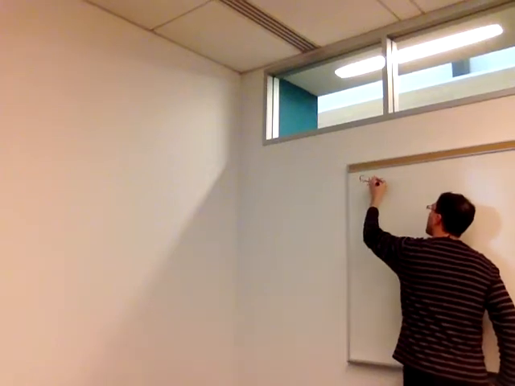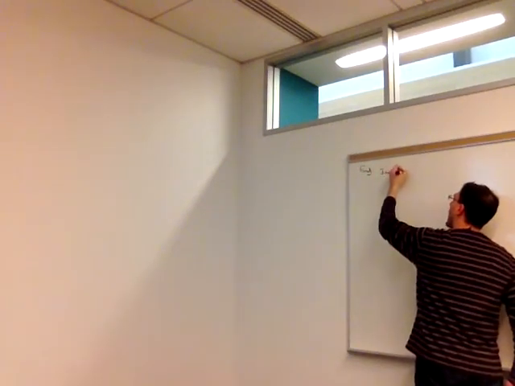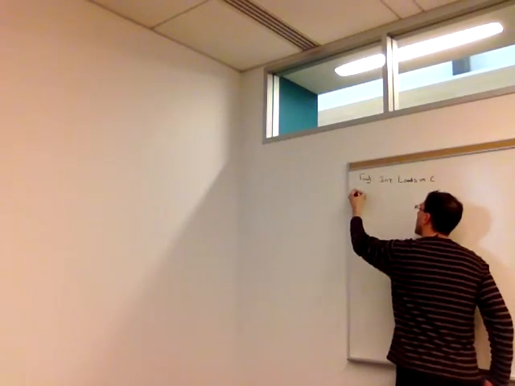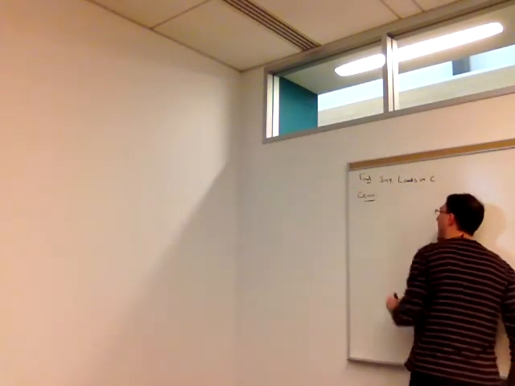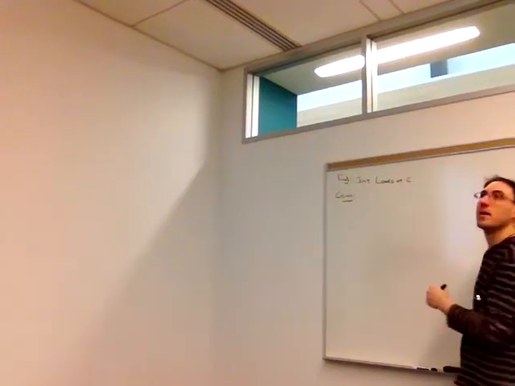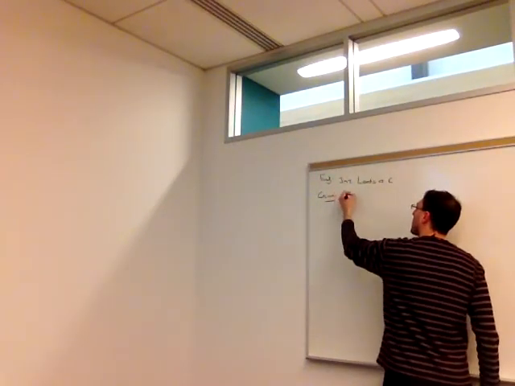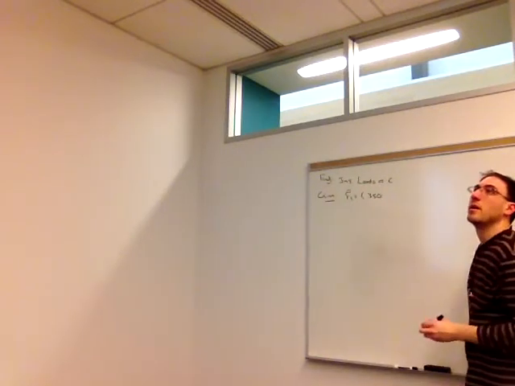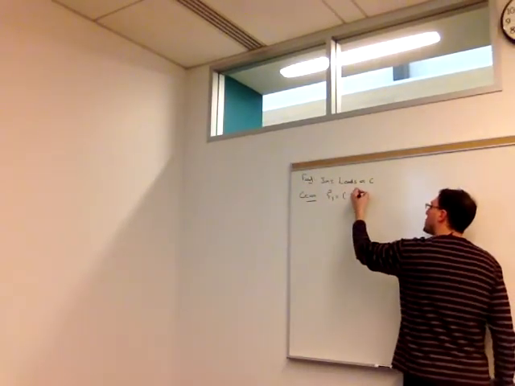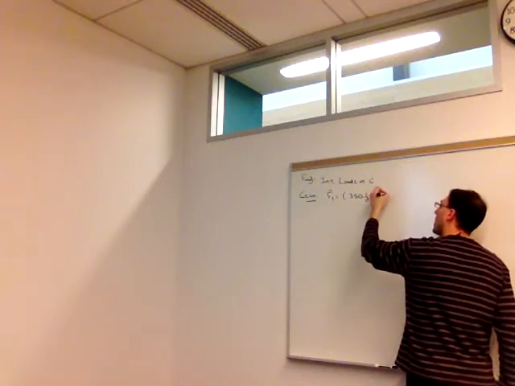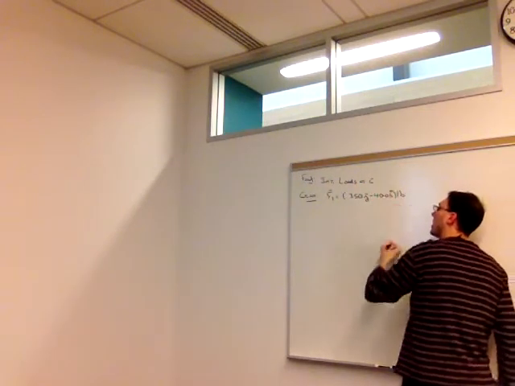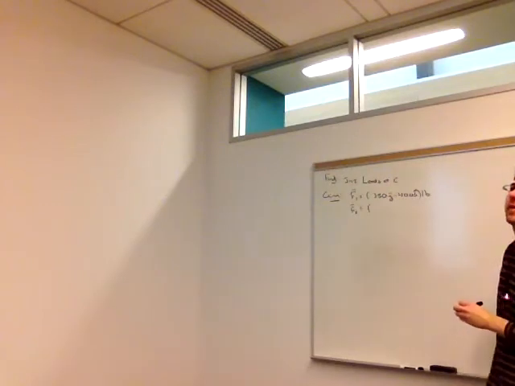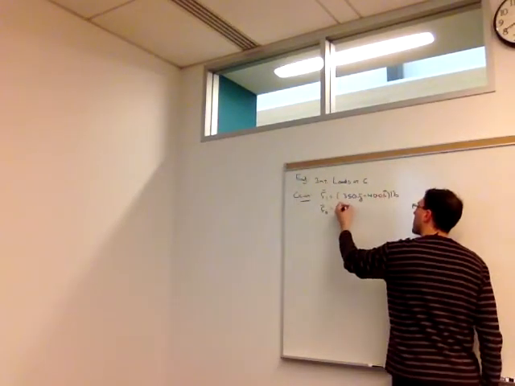We want internal loads at C. And we are given these two external forces that are being applied. We're given F1, 350J minus 400K.